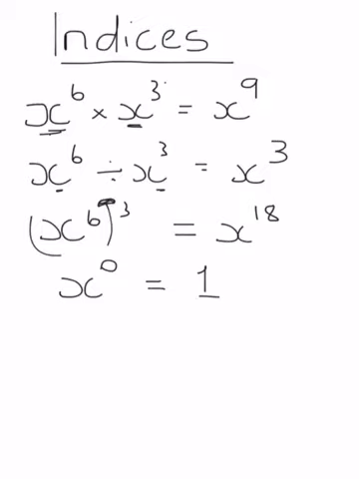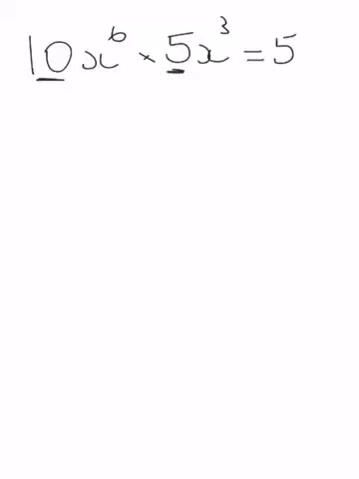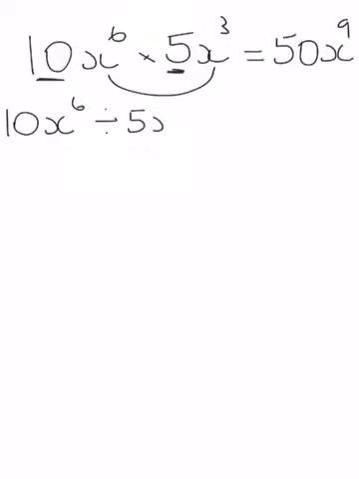They're the basic rules involving positive indices, but they do get a little bit harder. Let's have a look at the next ones. If I have 10x to the 6 and I want to times it by 5x cubed, I have to multiply the big numbers like I would normally do, so that becomes 50. And then, just like before, we have x to the 9. If I'm dividing and I have 10x to the 6 and I'm dividing by 5x cubed, this time I divide the big numbers, so 10 divided by 5 is 2, and then, like before, x to the 3.